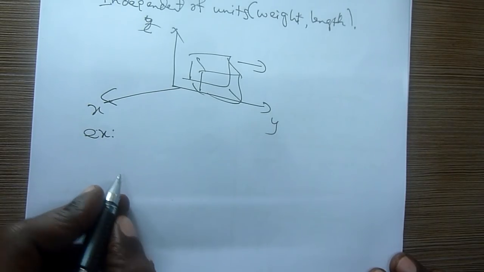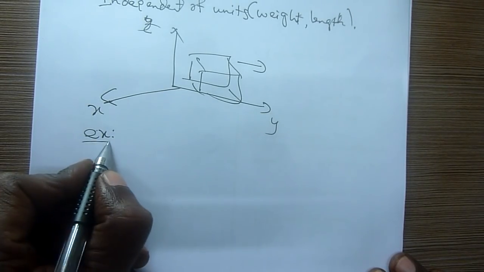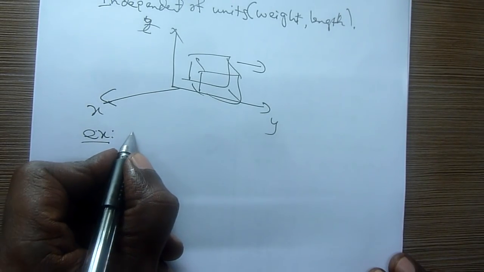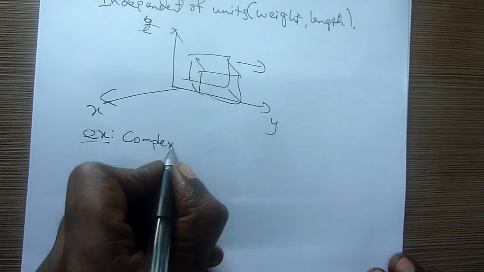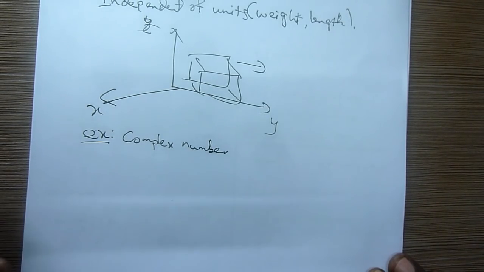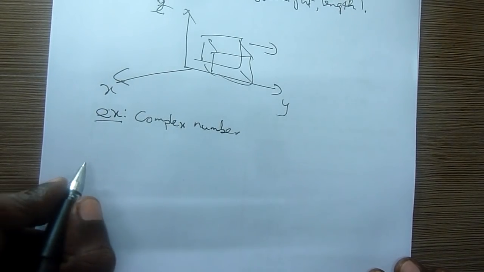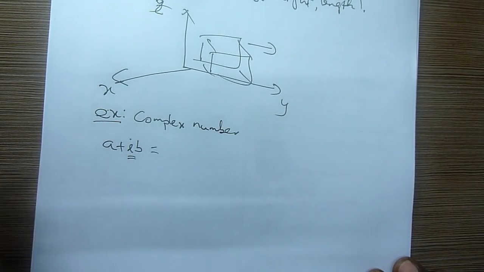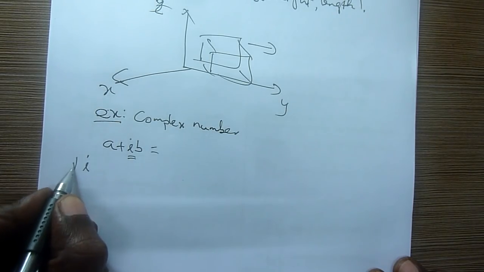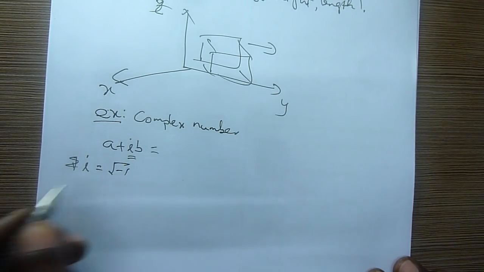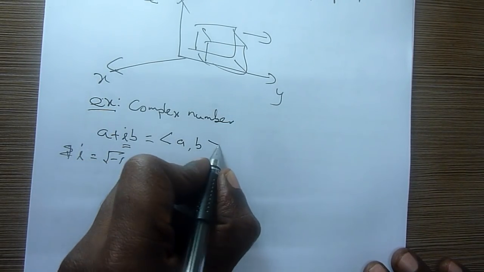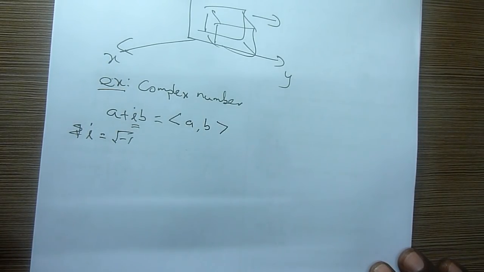One good example of the usage of this is that we can use vectors to explain complex numbers easily. For example, a + ib. Here i means it is a complex number, where i refers to the square root of -1. The complex number can be written here as a, b.